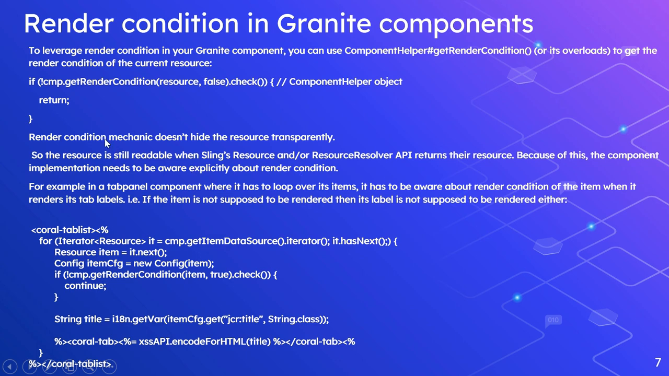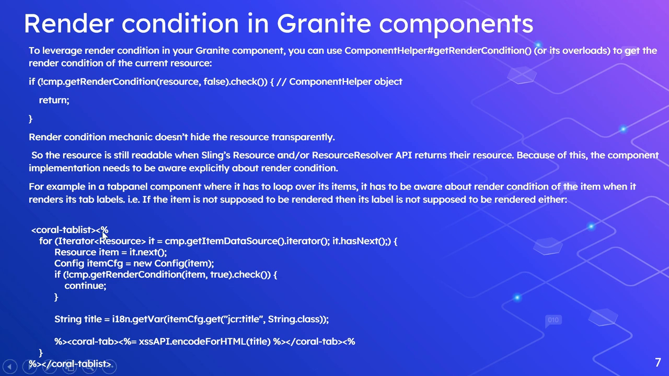Another point to note here is that the render condition mechanism won't hide the resource transparently. What that means is, if you enable the render condition for a resource, when you get the resource through the Sling resource or resource resolver API, it still returns the resource, so it won't be disabled. The reason is that those APIs don't consider the Granite render condition configurations. Due to this, your component implementation should explicitly take care of these render conditions.